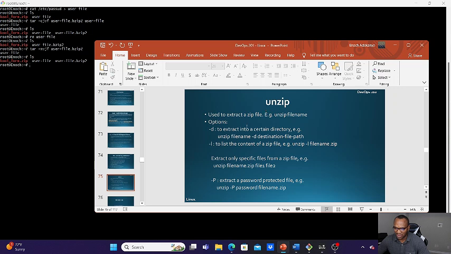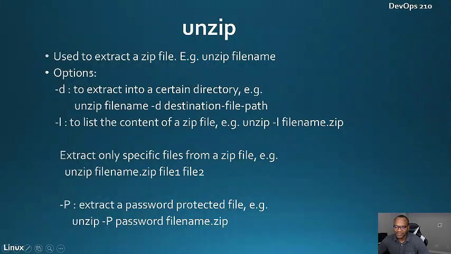There is also another command. The last one that we are checking today is unzip. Unzip is basically used to extract a zip file. Unzip with a file name is as simple as that. If you want to, you can use your -d option to extract into a certain directory. Unzip file name -d destination file path. You can use your -l to list the content of the zip file.